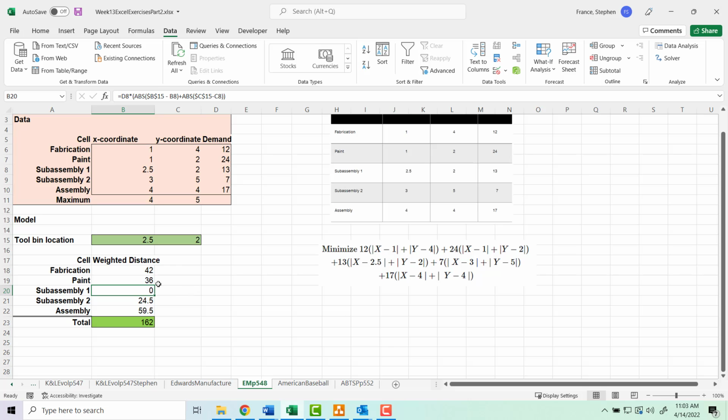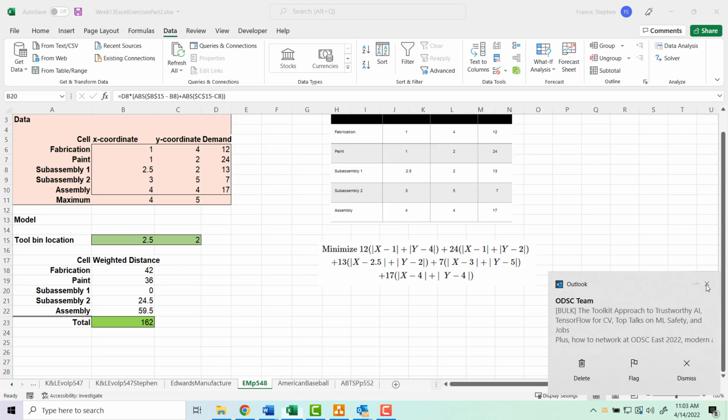Now, this is not easy. Imagine if we had a factory with 50 locations and a more complicated problem, this would be difficult. One thing to do would be to use the squared distances rather than absolute distances. Then we could use the standard nonlinear solver and everything would be a lot more efficient and a lot quicker. But here we are, the model with the absolute value.